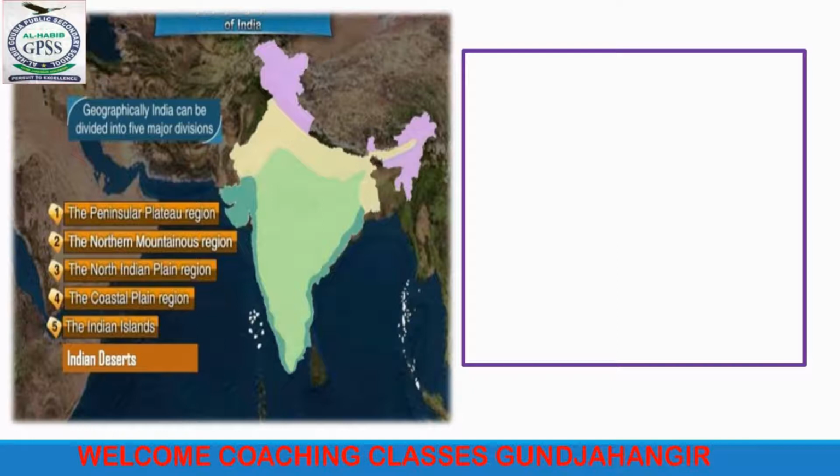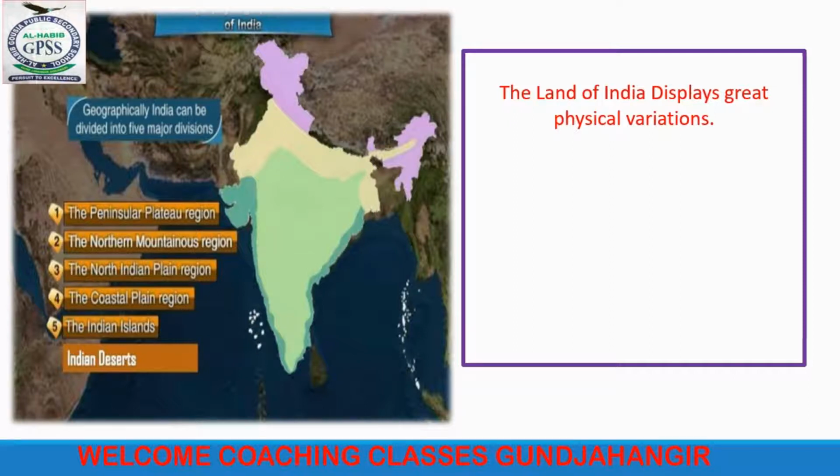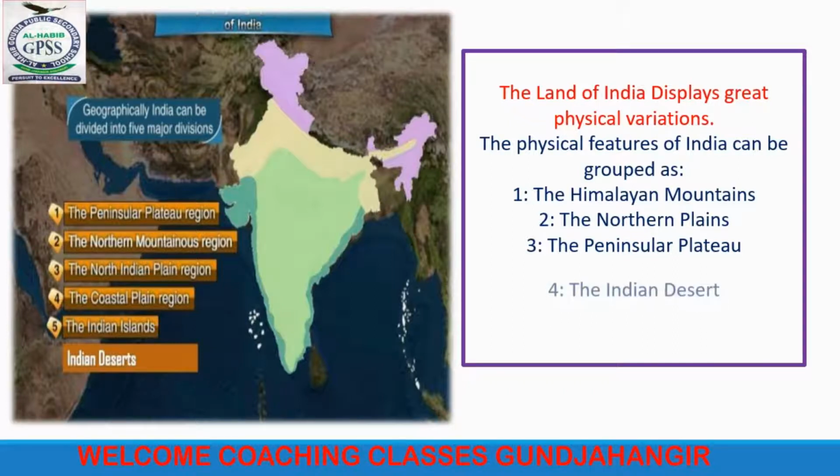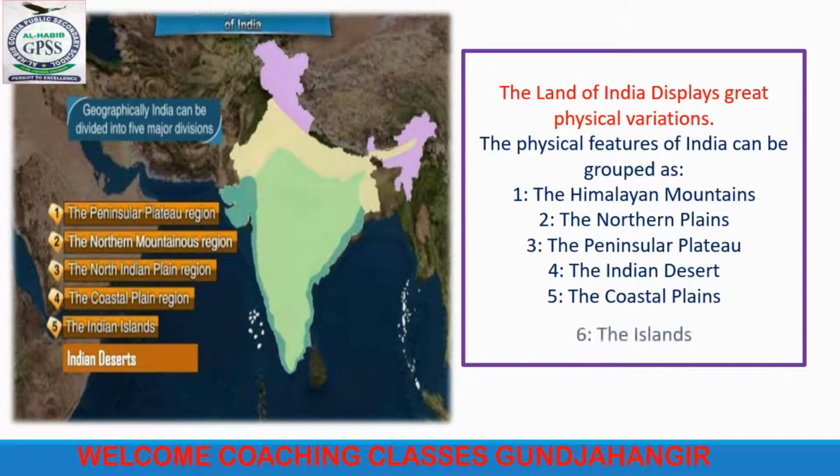The physical features of India. The land of India displays great physical variations. As we know, India is a vast country with varied landforms. The physical features of India can be grouped as the following. Number 1, the Himalayan Mountains. Number 2, the Northern Plains. Number 3, the Peninsular Plateau. Number 4, the Indian Desert. Number 5, the coastal plains. And number 6, the islands. Let us discuss each one by one.